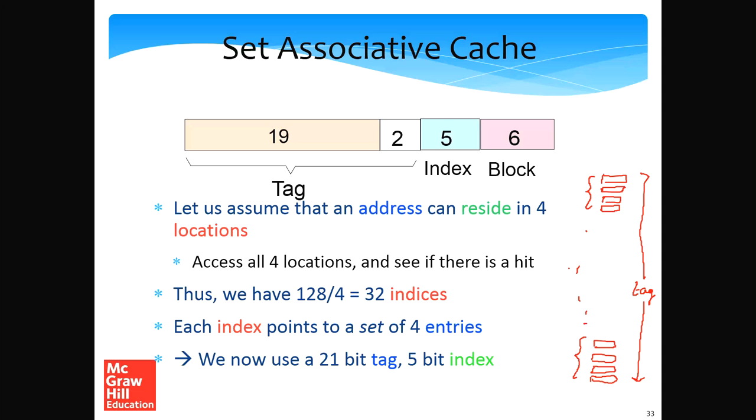So we will first create 32 such sets where each set contains 4 entries. Now let's say we take a block and we read its 5 index bits. So index is the set index. So we read its 5 bits after discarding the lower 6. So let's say it points to this set.